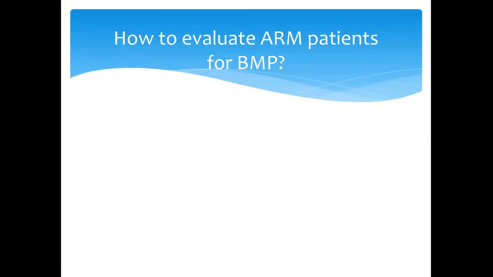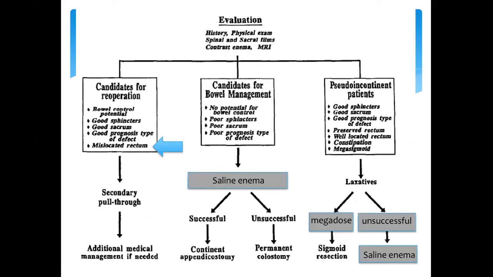Now we'll talk about how to evaluate a patient who had ARM and is coming to you for a bowel management program. Next slide. This slide will summarize what we do in our clinic. So we'll start with the middle scheme. From the beginning, to evaluate them, we take a history and we examine them. We order some imaging, including sacral X-ray, spine X-ray, spine MRI, contrast enema, and then we categorize them. Those patients who are candidates for bowel management have normal or close to normal anatomy, which I mean like the repair is good.